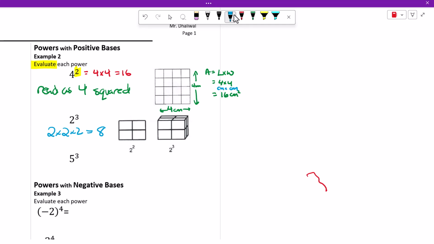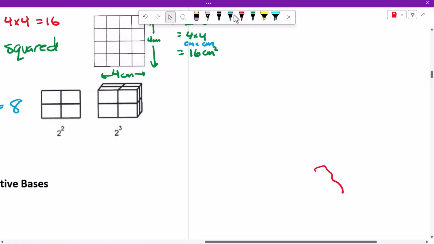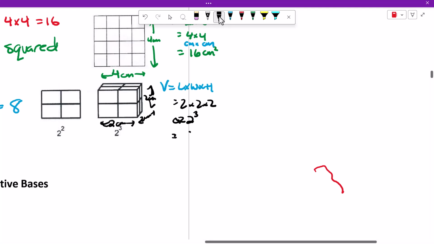So last year when we had 3D shapes, one of the things you were asked to do is find volume. And the volume of a square or rectangular 3D shape was always given by the formula length times width times height, right? So if we had 2 centimeters in this direction and 2 centimeters in this direction and 2 centimeters in this direction, it would have been 2 times 2 times 2, or 2 cubed, which is 8.